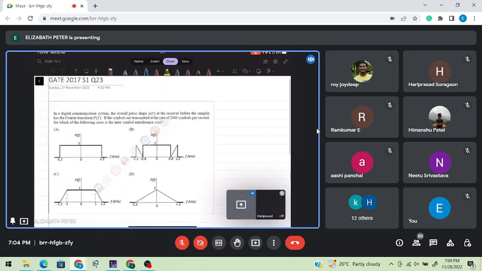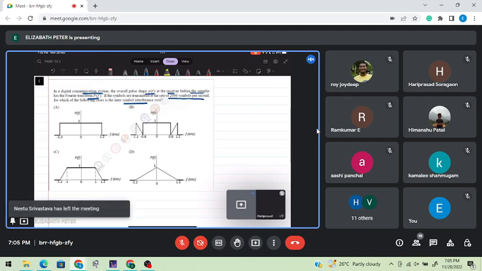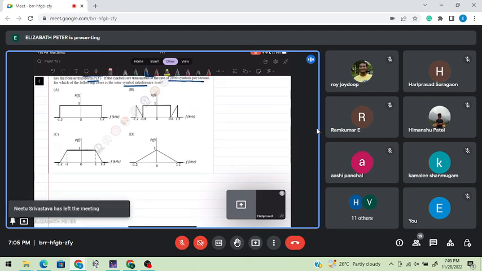This is a question that appeared in GATE 2017. It is related to inter-symbol interference. The question says, in a digital communication system, the overall pulse shape p(t) at the receiver before the sampler has the Fourier transform P(f). If the symbols are transmitted at the rate of 2000 symbols per second, for which of the following cases is the inter-symbol interference zero? Before solving this question, can someone tell me when inter-symbol interference will occur?